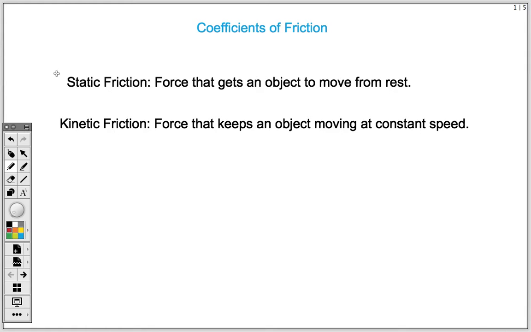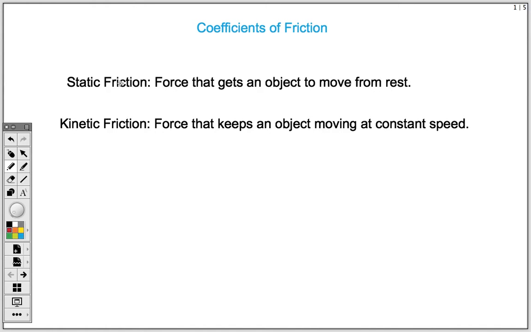In today's lesson, I'm going to be talking about coefficients of friction. This topic falls within the dynamics or forces unit, and it goes to specify different types of friction forces. So as we know, a friction force is just a force that opposes our motion. And as you see here, we have two different types of friction.